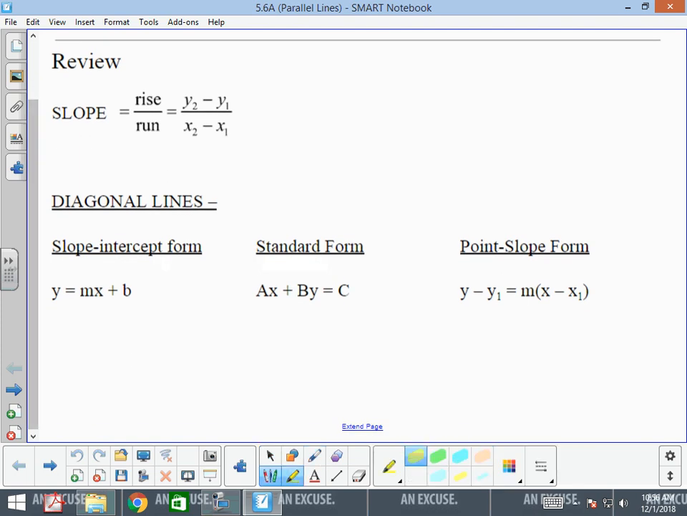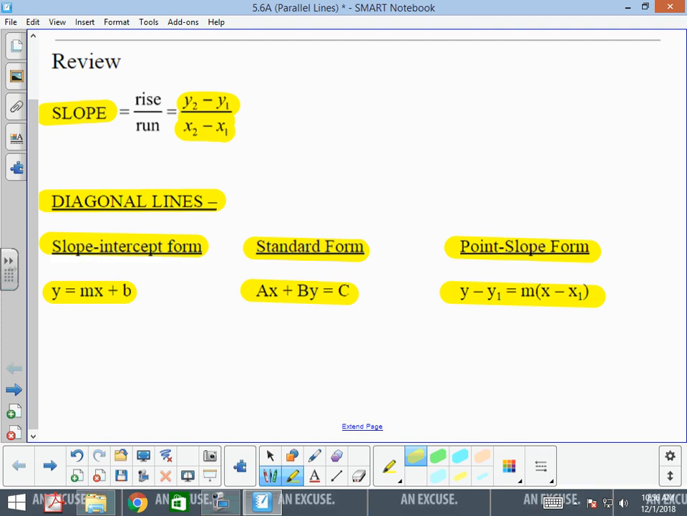First, we looked at slope. Slope is rise over run. That's when we're looking at a graph. Also, this is the slope formula you need to know. If the lines are diagonal lines, we have three different forms: slope-intercept form, y = mx + b; standard form, ax + by = c; and point-slope form, y - y1 = m(x - x1).